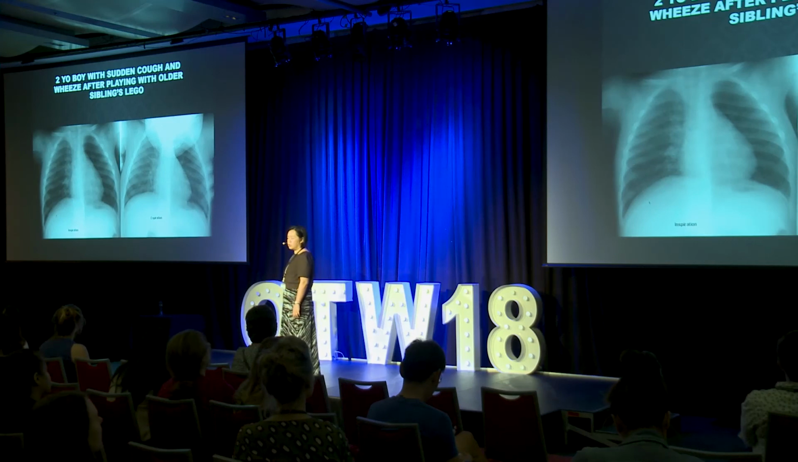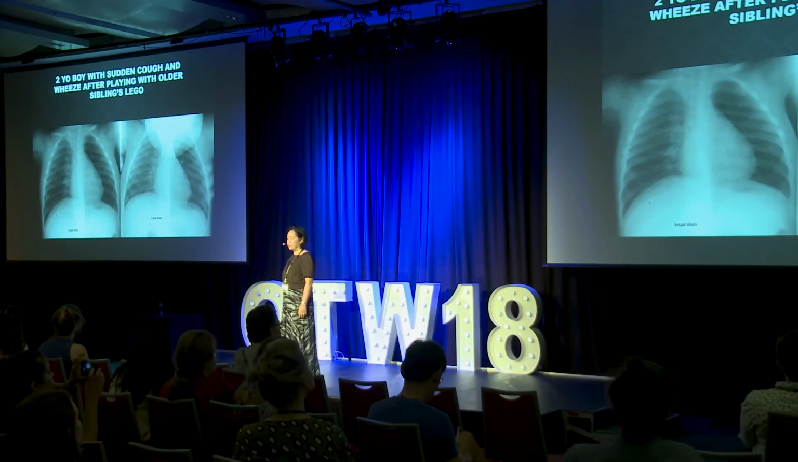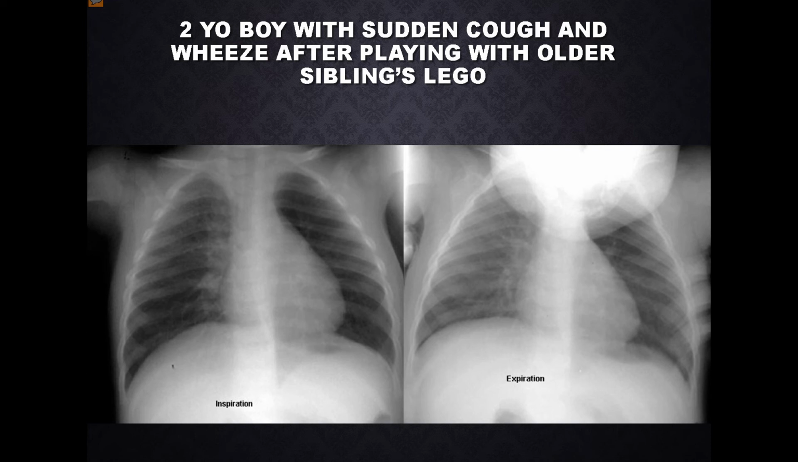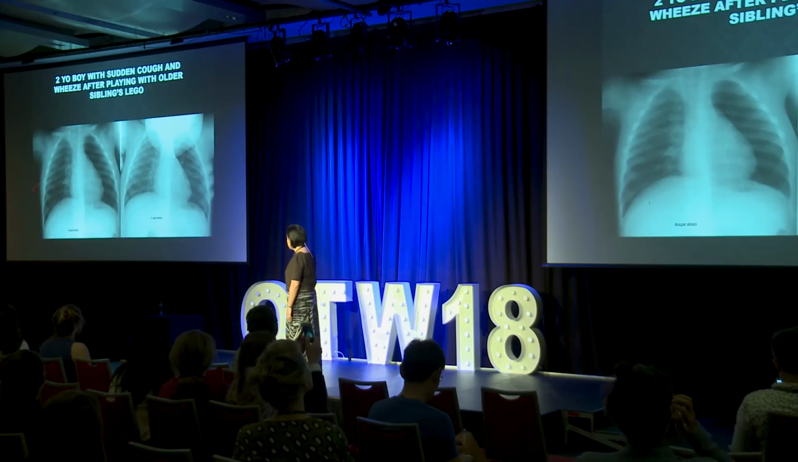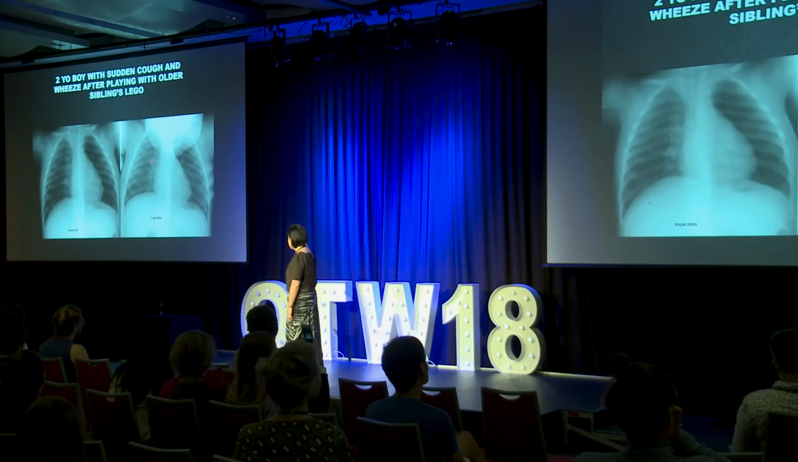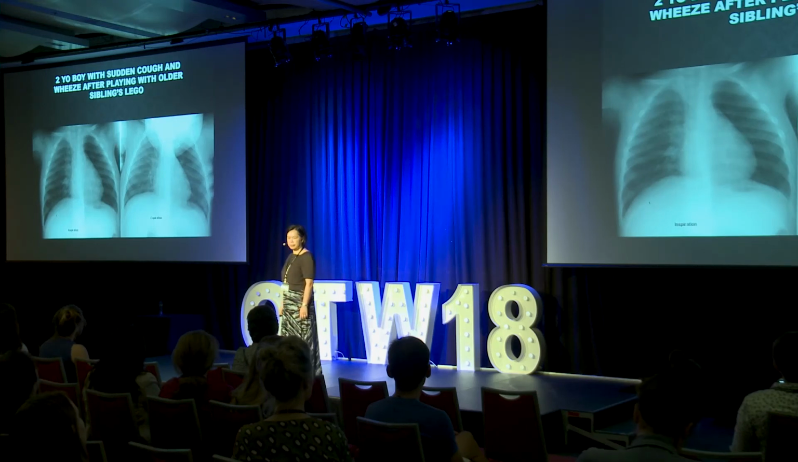So, okay, this 2-year-old boy came in through emergency, with sudden cough and wheeze after playing with an older sibling's Lego. This is where the inspiratory and expiratory film comes in handy. On inspiration, it looks relatively normal, equal lung fields, relative symmetry of density. Then on expiration, the right side looks white and the left side looks black. So which is the abnormal side? What do you think's happened? They probably swallowed the sibling's Lego, right? So where do you think it's stuck? Yeah, on the left side.